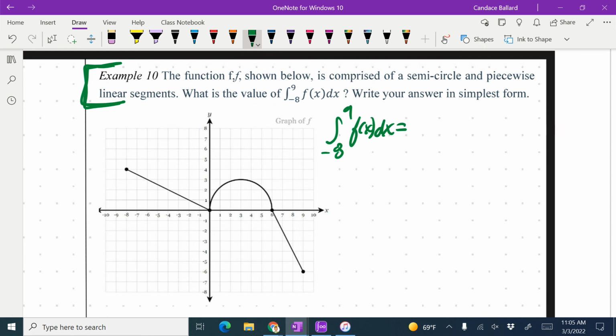Okay, where am I starting my integration? What value? What's it tell us? It's my lower bound, negative 8. What's my upper bound? 9. So I've got to do all three of those shapes. What is this first shape? Triangle. Okay, so let's find the area of the triangle. What's the base of that triangle? 8. Good. What's the height of the triangle? 4. Okay, and we divide it by 2.